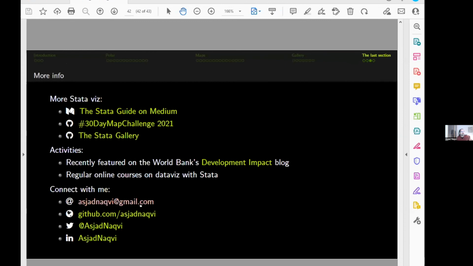So I'm reworking some of the guides based on feedback. For example, the Sankey guide will be reworked completely based on user feedback. And so if you use them, please send me stuff on how to improve this.